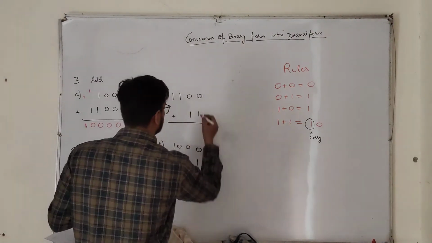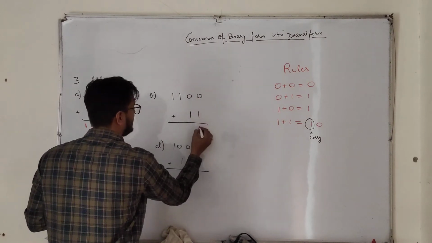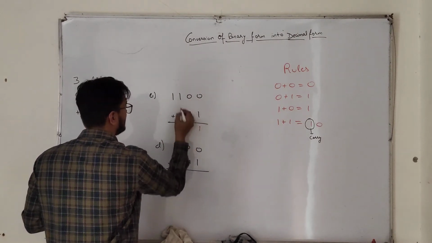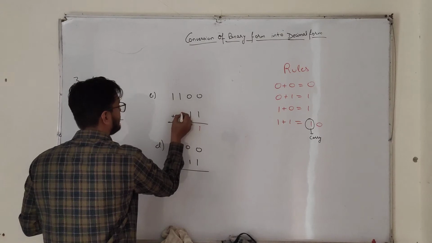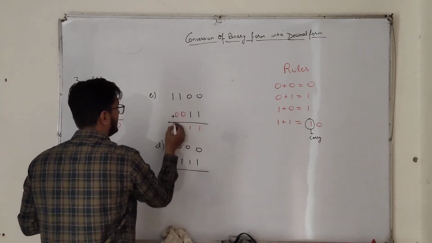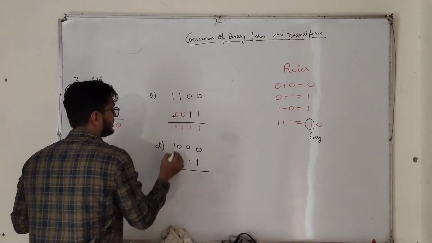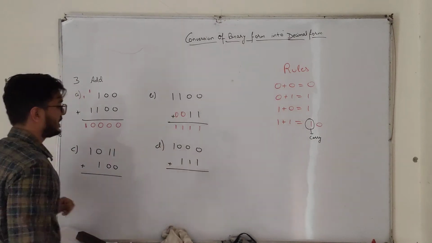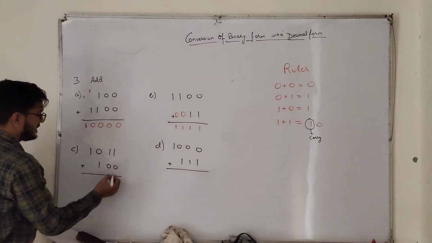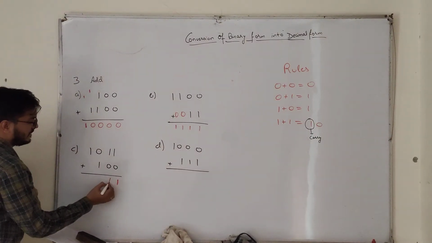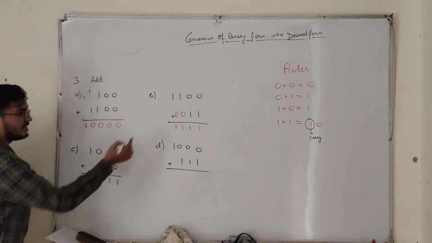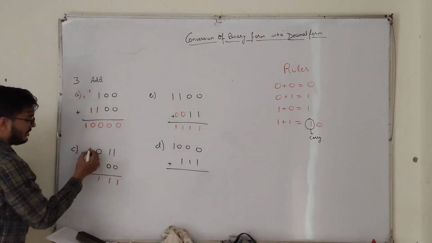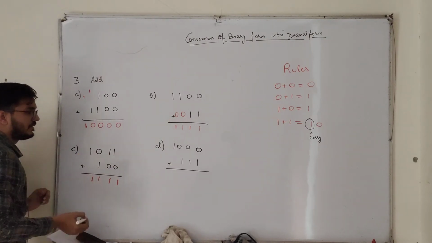Let's do this. It is very easy. 0 plus 1 is 1. 0 plus 1 is 1. 1, where there is nothing we can write 0. So 1 plus 0 is 1. 1 plus 0 is 1. So answer is 4 times 1. Again same. 1 plus 0 is 1. 1 plus 0 is 1. 0 plus 1 is again 1. Using those rules. 1 plus 0 is 1.